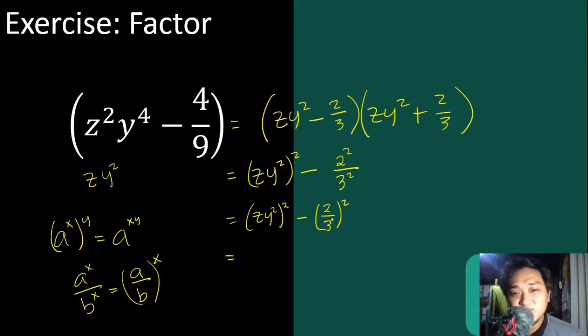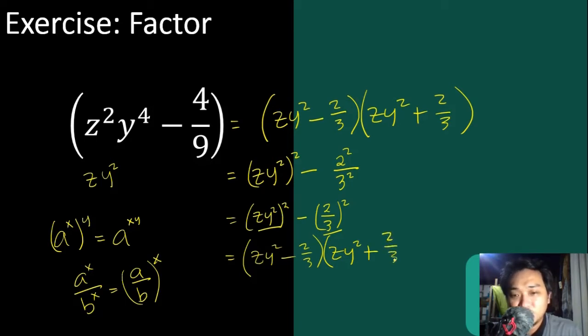So pag na-express na natin sila sa ganitong paraan, dyan na natin makikita kung ano yung pinaka A term natin at saka yung pinaka B term natin. So therefore, ang magiging factor natin ay zy squared minus 2/3 times zy squared plus 2/3.